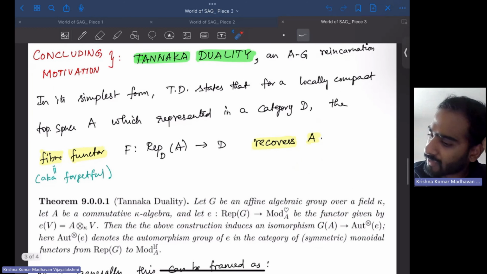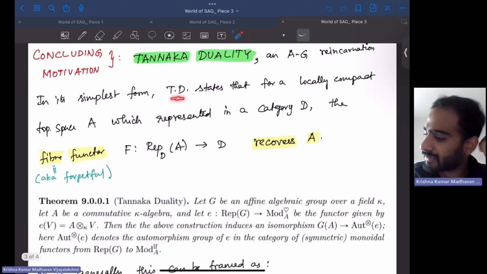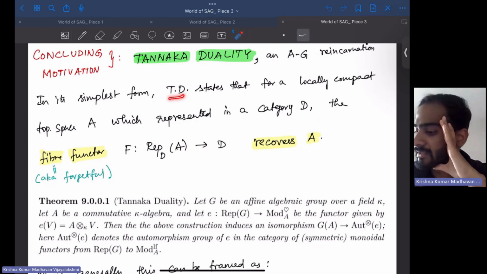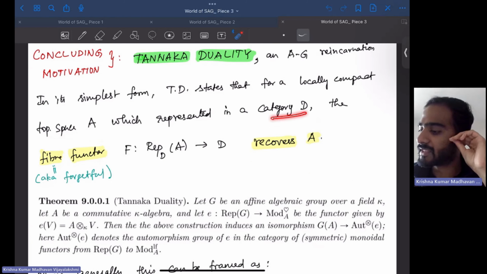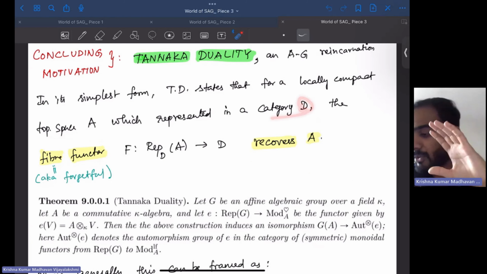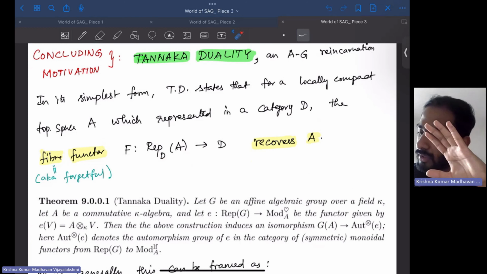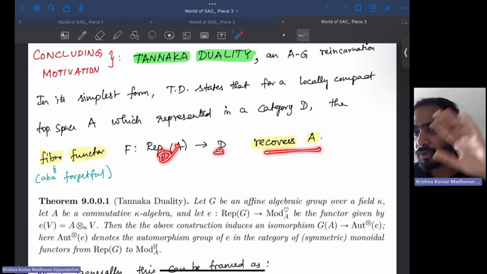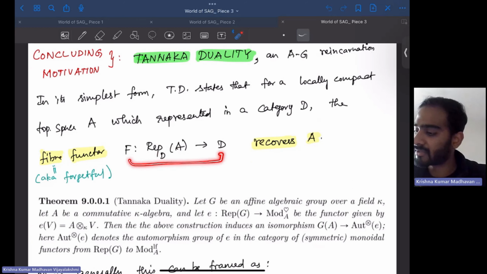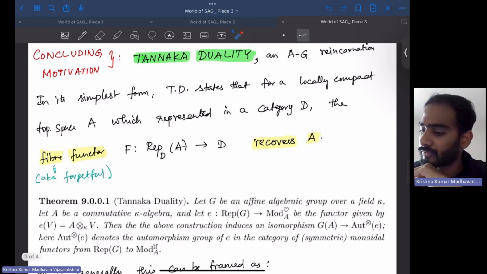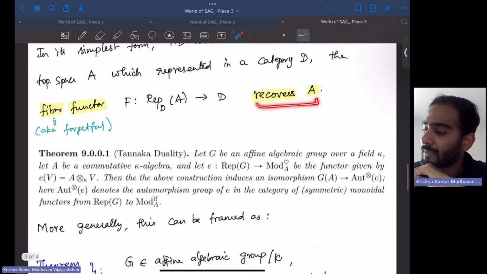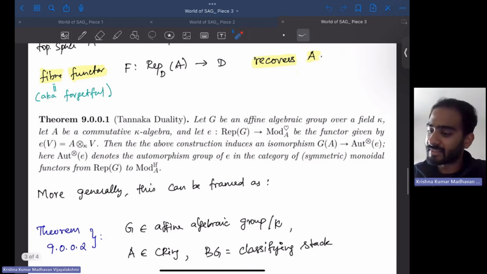Just to have a good recollection, the simplest form of Tannaka duality is that if we have a locally compact topological space, which is represented in this category D, just by knowing the representation of A in D, we can recover A itself. This representation is classically called the fiber functor, but it's also the forgetful functor. It recovers A. This we know in the classical setting.